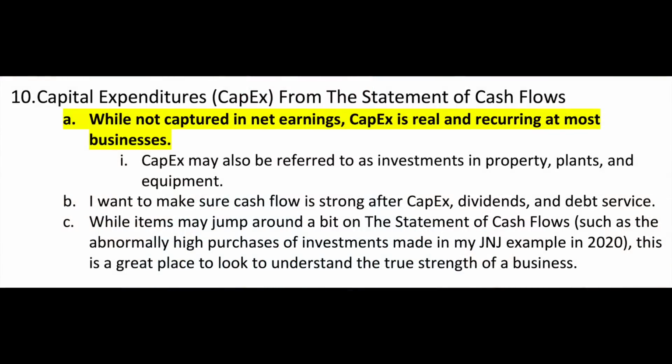I want to keep going. Metric number 10 that I look at really closely is I look on the statement of cash flows. On the statement of cash flows, what I like to look at is something called CapEx, capital expenditures. Any business has to invest in property, plants, and equipment. And that is not captured in net earnings. When you look at net earnings on the income statement, that is just how much money the company is earning. But after they earn all that money, they have to go and invest in property, plants, and equipment. And the way that they do that is through capital expenditures. That's calculated and computed on the statement of cash flows.